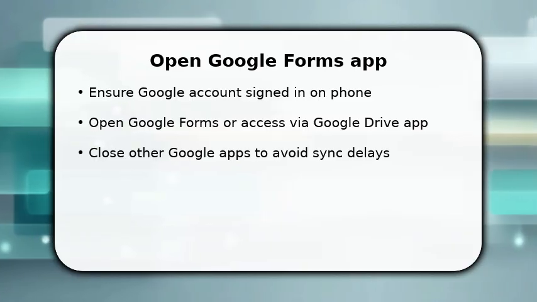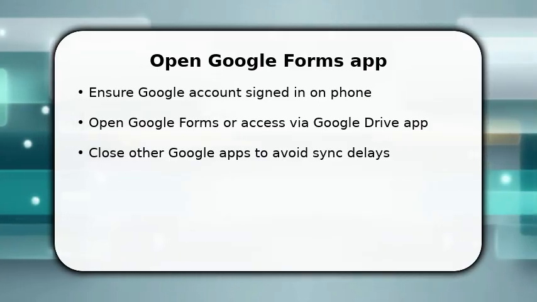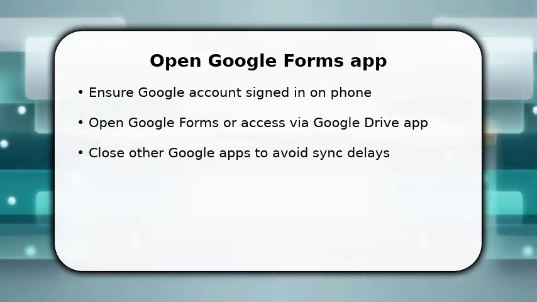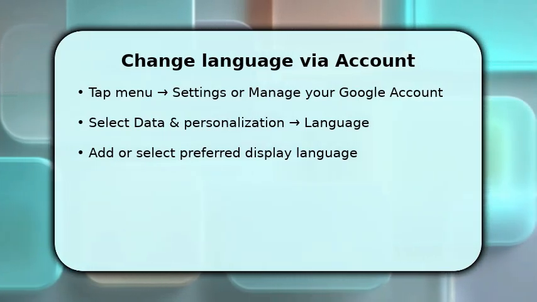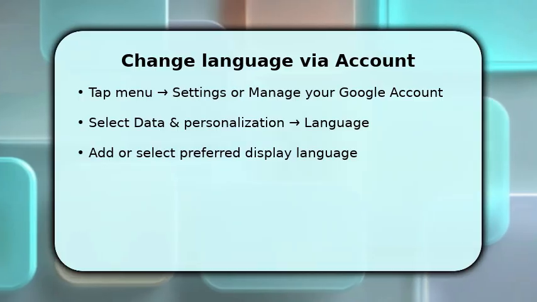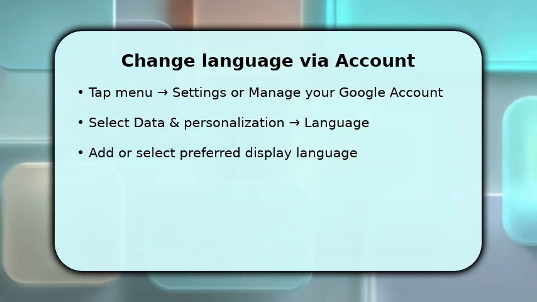Make sure your phone's internet is stable so language settings sync correctly as you proceed to change the display language. Now you'll change the account language that drives the Forms interface. Tap the menu and choose Manage your Google account, then go to Data and Personalization and find Language. You need to add the language you want or select it from the list.